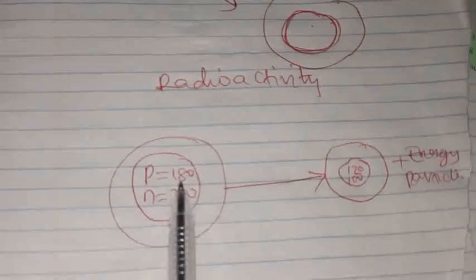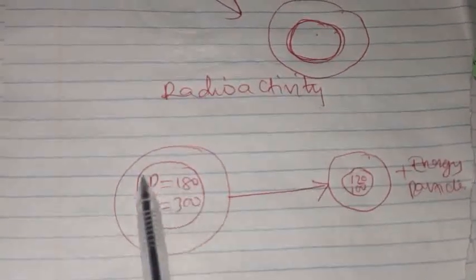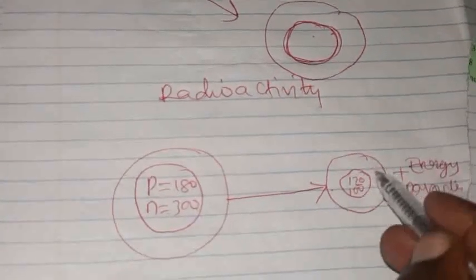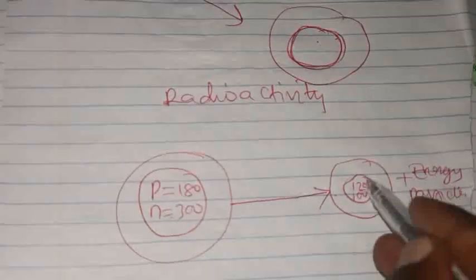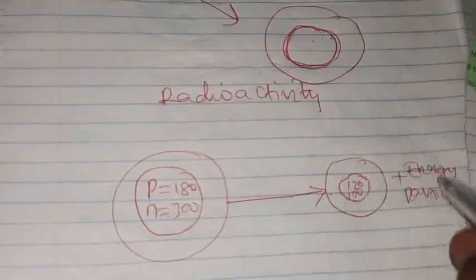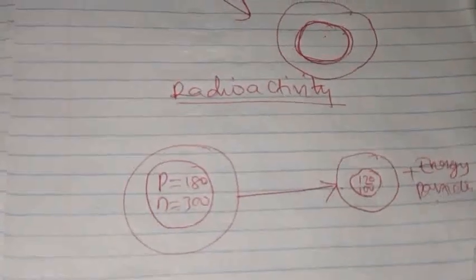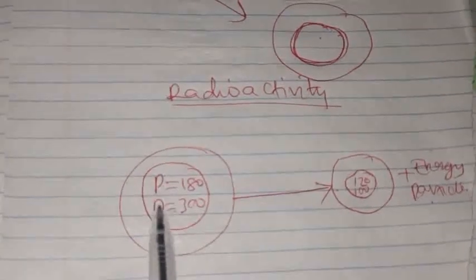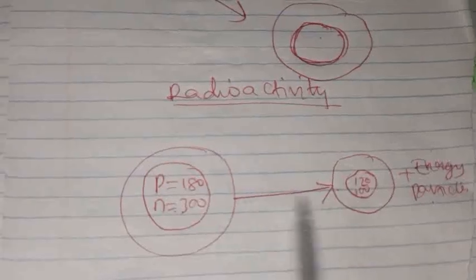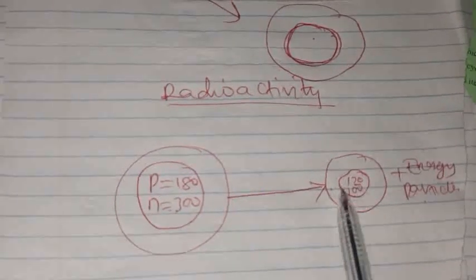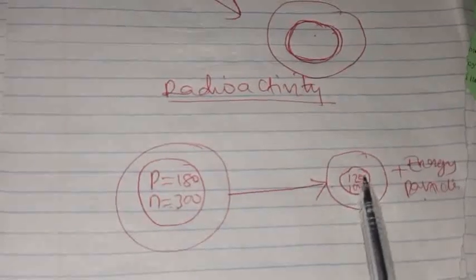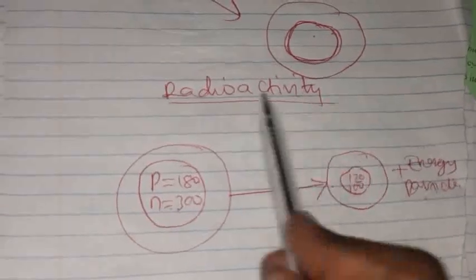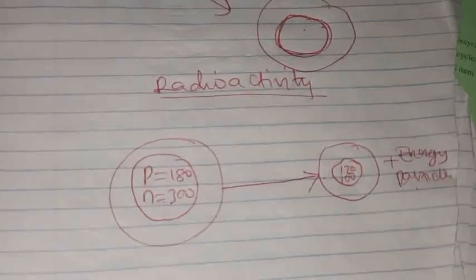A process whereby a very unstable nuclide breaks up to form another nuclide with a different composition with the emission of energy and particles is called radioactivity. A very unstable nuclide with 180 and 300 as the proton number and neutron number breaking up or splitting to form another nuclide with a different composition of a proton number of 120 and a neutron number of 100 with emission of energy and particles is referred to as radioactivity.